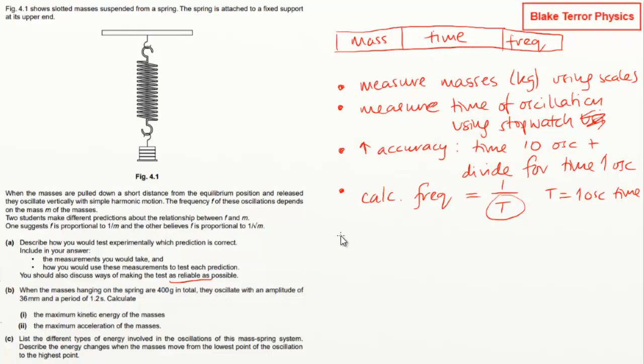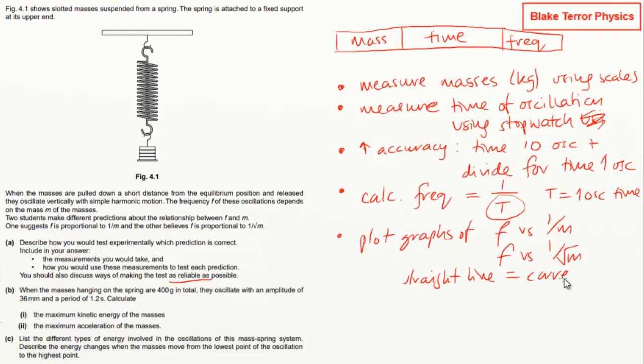And then we can plot a graph of, well, we want to plot two graphs. We'll plot graphs of, so what have they got? f versus 1 over m and f versus 1 over the square root of m. And the correct one is the straight line through the origin. So straight line equals correct answer.